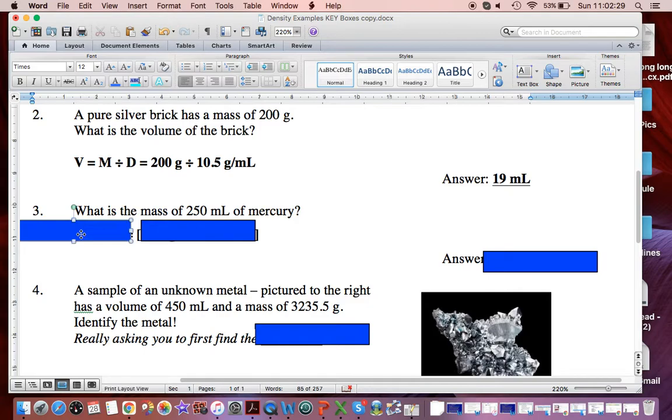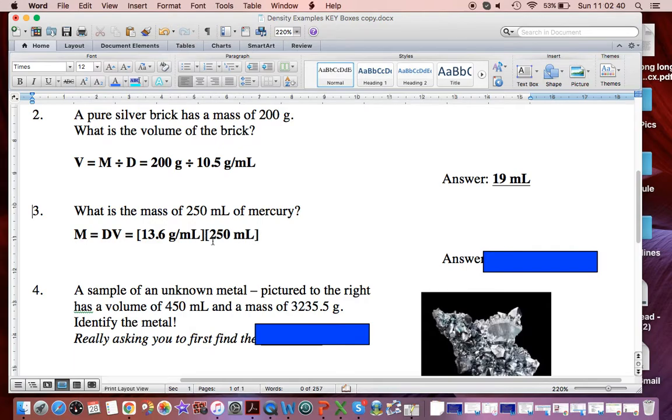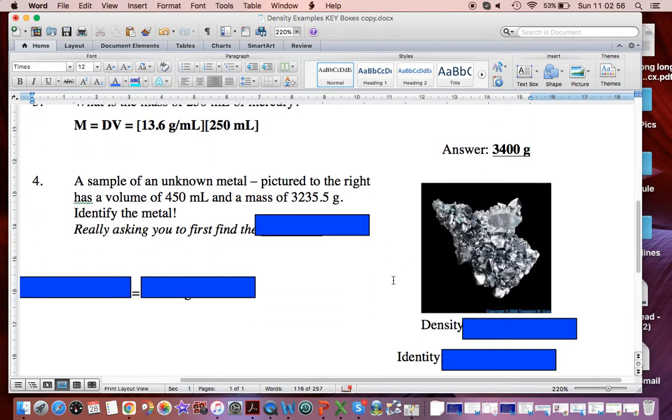Next question says mass, giving us a volume. We need to have density, but it's mercury. So we look up mercury's density on the periodic table. 13.6 for mercury, Hg, spot 80. 13.6 times 250, and we get 3,400 grams. So notice we're always putting in formulas, the numbers we plug in, and answer with proper units.